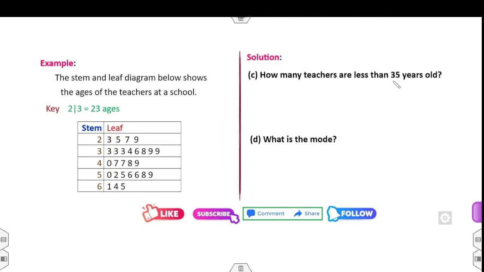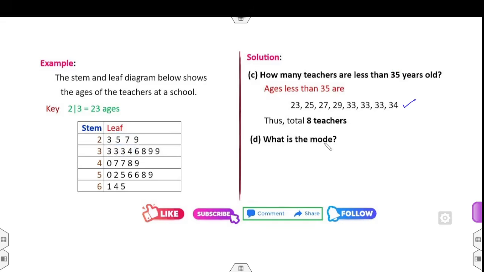How many teachers are less than 35? 3 is my stem, 5 is my leaf. So look at all those numbers which are less than stem 3, leaf 5. So there are 4 and 4 here. So total are 8 teachers corresponding to ages less than 35 years. 23, 25, 27 and so on.